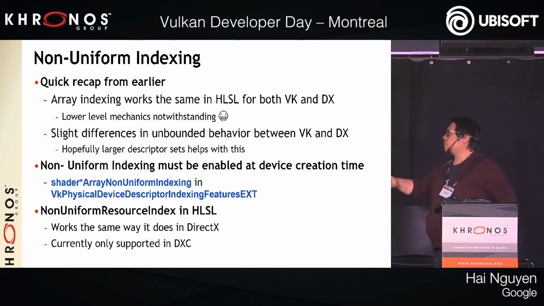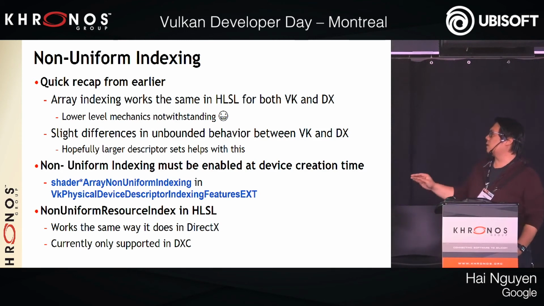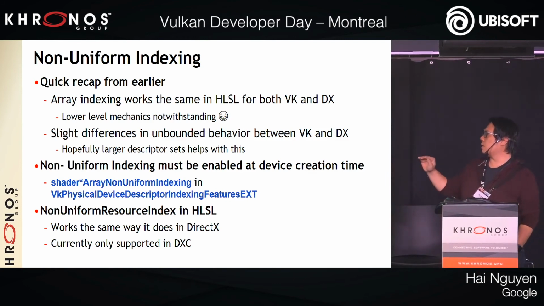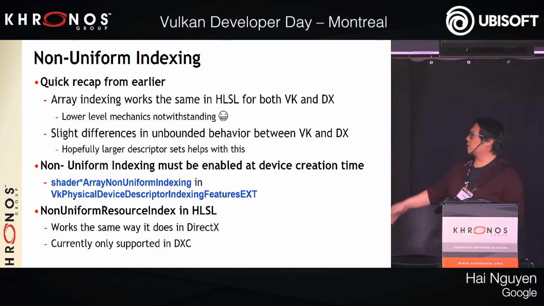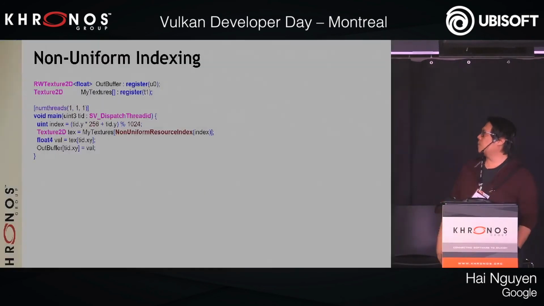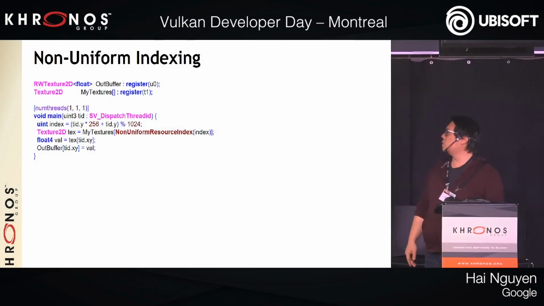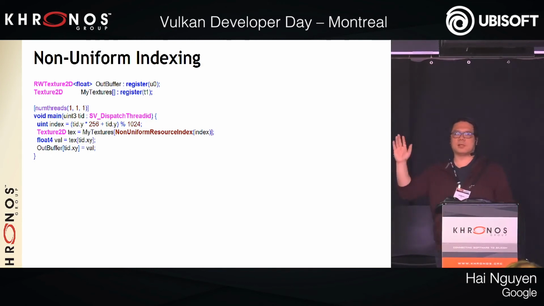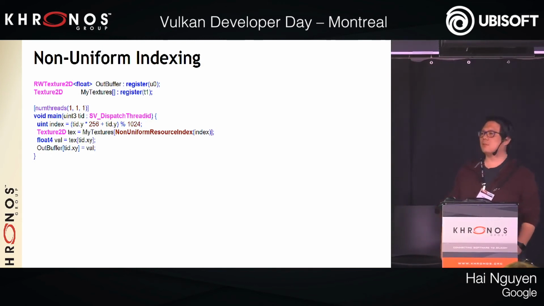And so non-uniform resource index in HLSL works the exact same way in DirectX as it does in Vulkan, and it's currently only supported in DXC. So here's a very pathological case of what it would look like. I had printed out the SPIR-V for this, and it was actually a lot longer than I thought it would be, and it also looked completely incomprehensible by any reasonable person, so I'll save you from it.